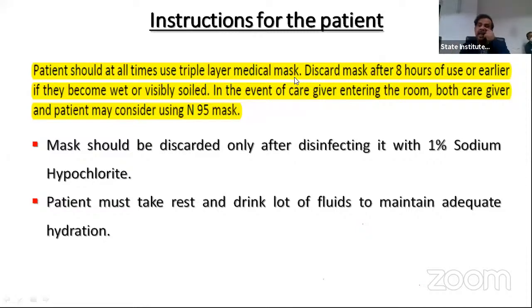Now, the mask should be discarded only after disinfecting it with 1% sodium hypochlorite or bleaching powder. Patient should keep it in his room and disinfect the mask properly, and then he or she should put it inside the paper basket. Patient must take enough rest and must consume lots of water. That is important to maintain hydration.